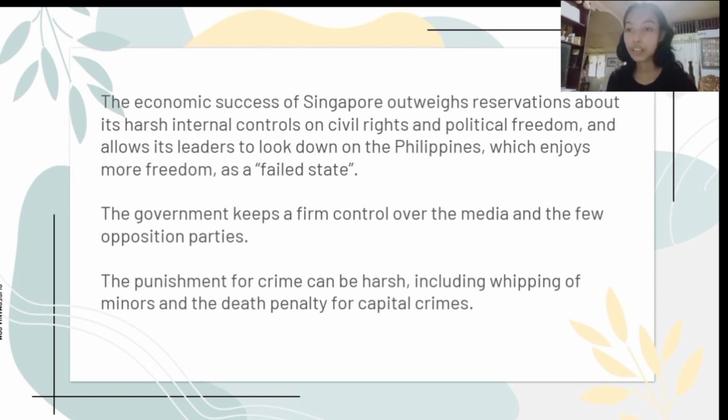We don't have the death penalty, and we can think that because of that, there is more crime in the Philippines. Because in Singapore, the punishment for crime can be harsh. The people over there are highly disciplined, and because of its authoritarian leadership, the people are afraid to commit crimes, because there is a death penalty for severe crimes.